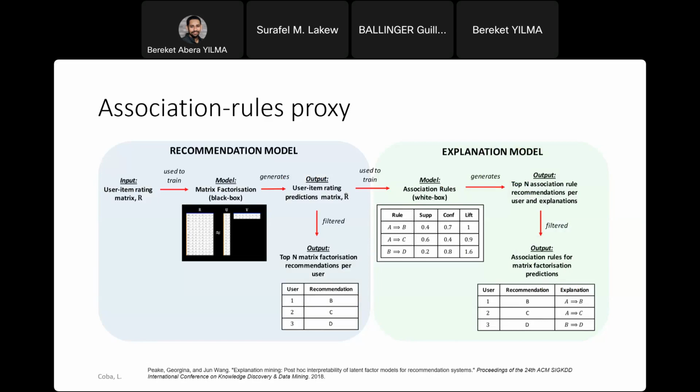So here we see again the recommendation model. The recommendation model is a matrix factorization in this case, and it's computing a score for each item in the data set, and for each user it's generating these recommendations. And then afterwards, for each recommendation, B, C, and D, we are computing the association rules and ranking them by support, confidence, and lift. And then we are using these items in the past interactions of the user to explain each recommendation.